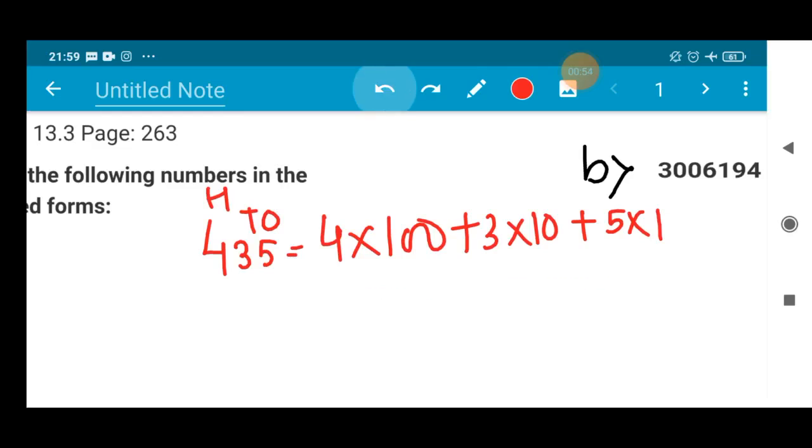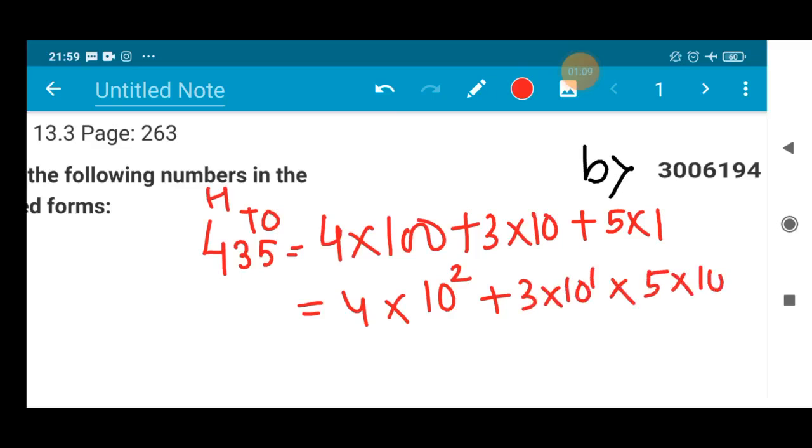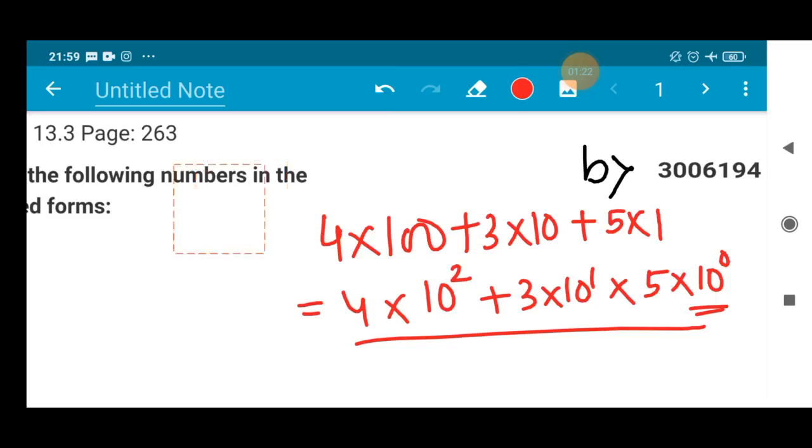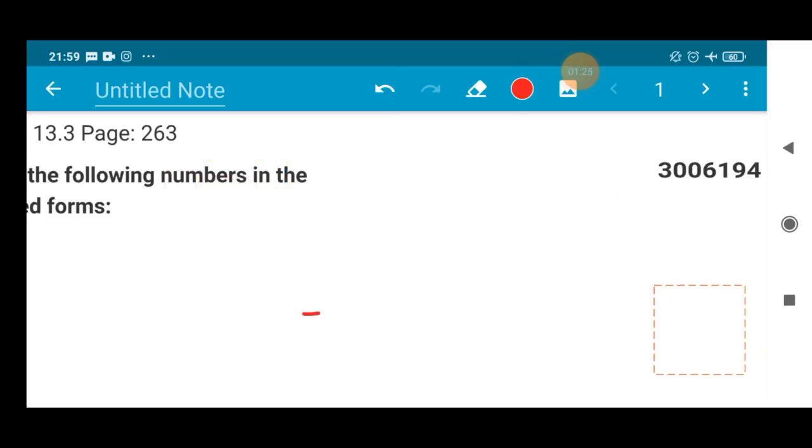This is how we have to expand in this exercise also, but here we write it in exponential form. So how many zeros are there? 2. So 10 square can be written. Similarly 10 to the power 1 into 5 into 10 to the power 0 can be written. So remember, 1 can be written as 10 to the power 0, because any base having exponent 0 will be equal to 1. So this is the little extra thing which we have to study in this exercise.